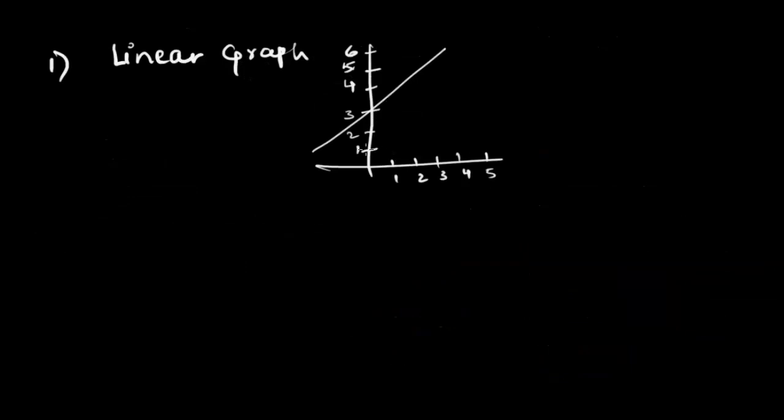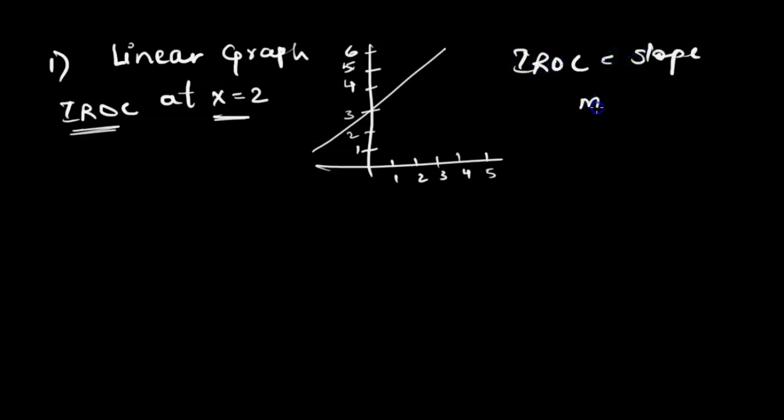Let's say we are given a linear graph and we are asked to find IROC at x equal to 2. Because IROC is supposed to be at one point, we will always be given one value of x. Now IROC also means slope, and we know the slope formula is y2 minus y1 over x2 minus x1. However, here there is a problem because we are not given the other x value.